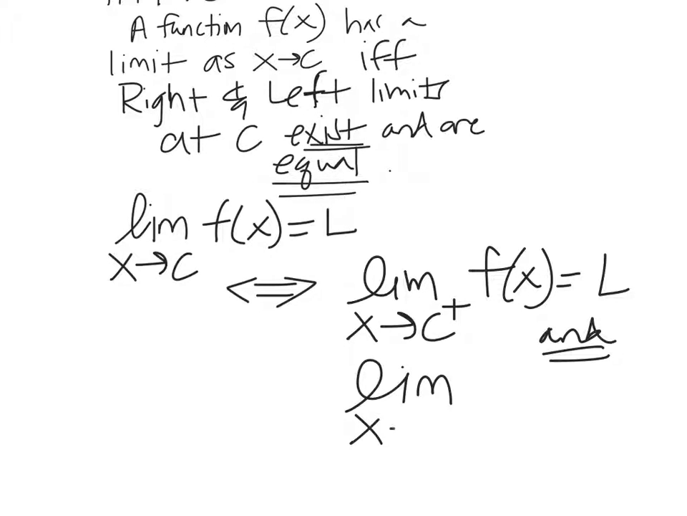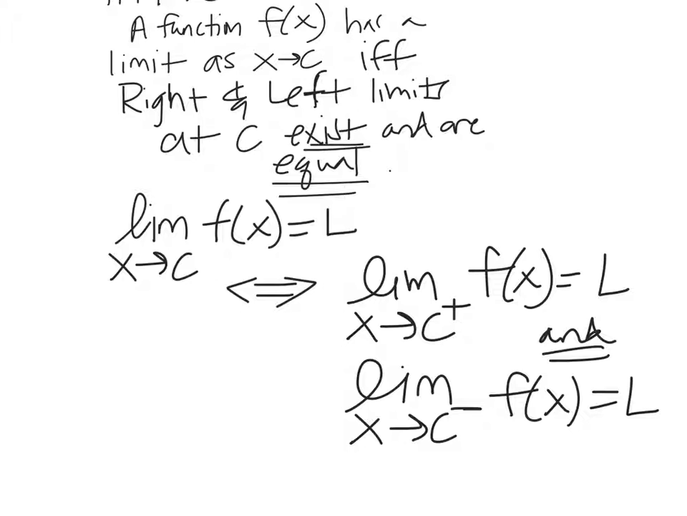The limit as x approaches c minus, so that's the grade some of you guys are getting here, of f of x equals L. Okay? What that's saying is the limit is L if and only if on the right side it's L and on the left side it's also L. They have to be the same, okay?